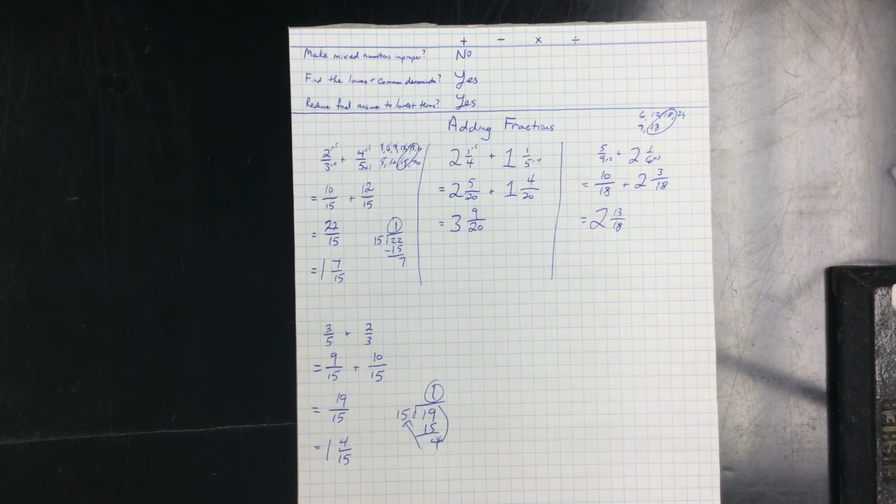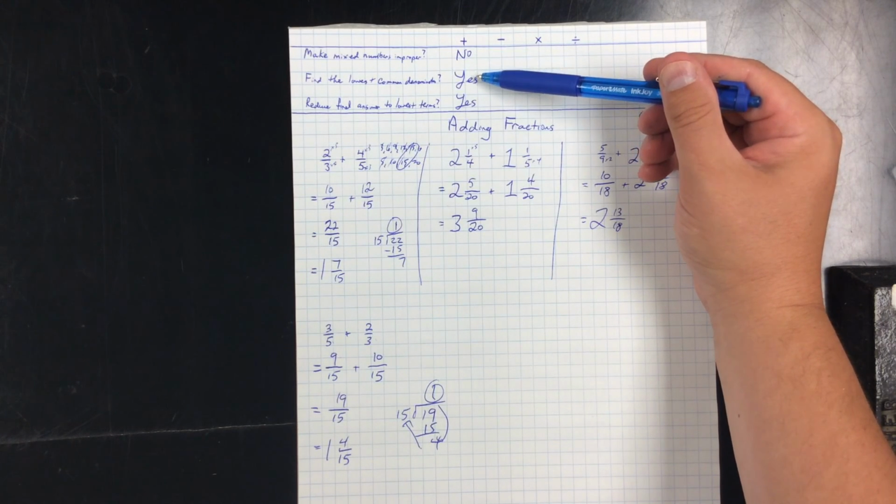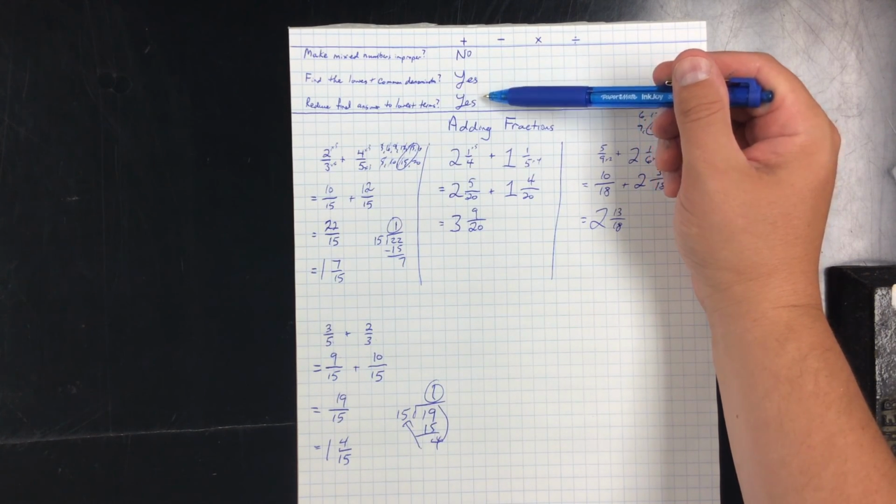So that's adding fractions. Anytime we had mixed numbers, we kept them as mixed numbers. We didn't change them to improper. We found the lowest common denominator. We reduced to lowest terms.